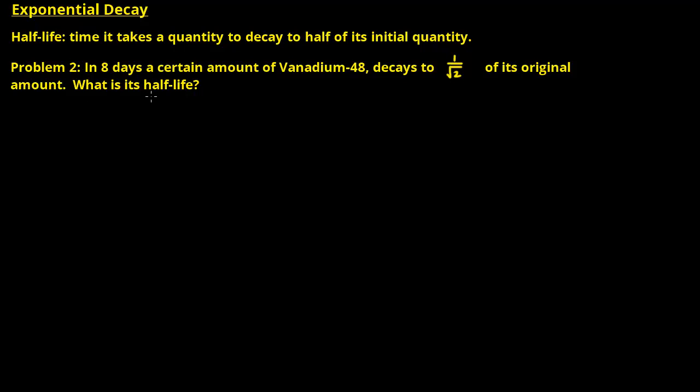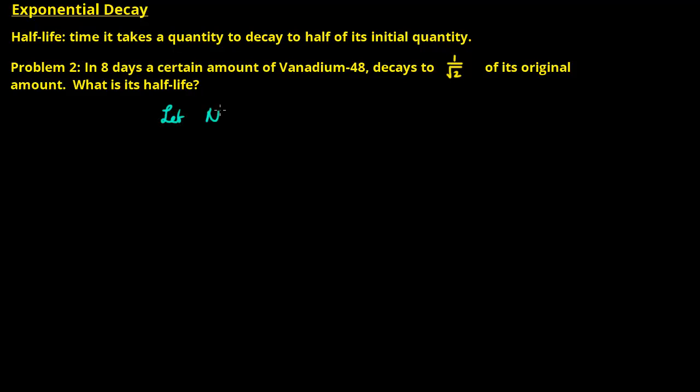We're told in 8 days a certain amount of vanadium-48 decays to 1 over root 2 of its original amount. And then it asks what is its half-life. So let's try to figure this out. Let's first try to write out a function to represent the decay of vanadium-48. And then we'll try to figure out what we know, what we're given, and then what we're trying to figure out. So first off, let's introduce some variables.